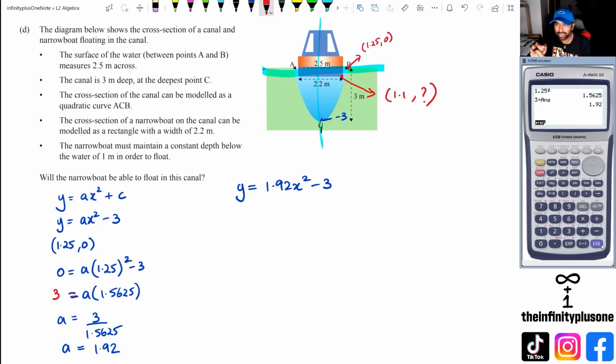Because I want to see if that ends up being at -1, then the boat is fine to float. But if it's less than -1, then it's not. If it's above -1, then it's all good as well. So what I want to know is what is the water depth at 1.1. That's what I'm trying to figure out.